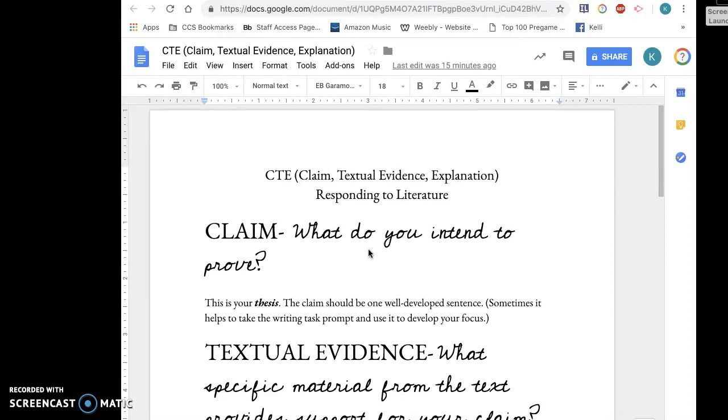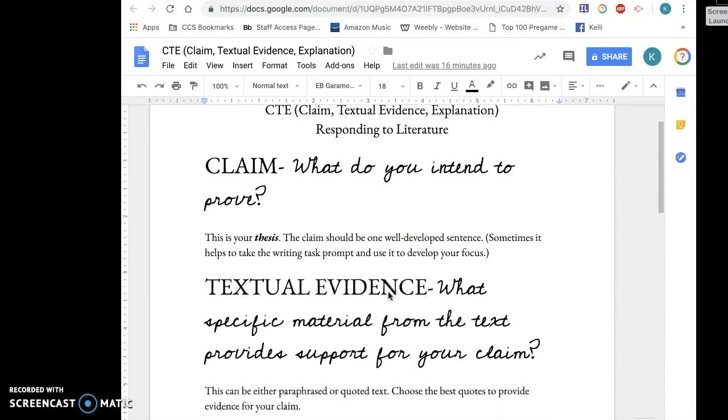So a claim is what you intend to prove in your written response. This is your thesis. It should be one well-developed sentence. When you're just getting started writing a thesis, sometimes it really helps to take the writing task prompt that you're given and use it to develop your focus. I'm going to show you how to do that here very shortly.